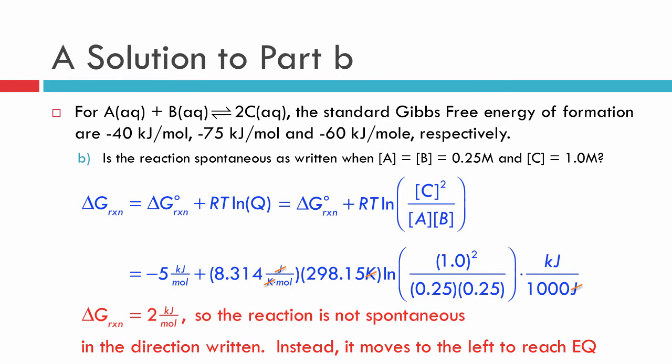And if I calculate it, I get 2 kilojoules per mole. And lo and behold, this one is not spontaneous in the direction written anymore. Instead, it's going to move left to reach equilibrium. It's going to move towards reactants. So the conditions can change which way we move, just as we saw when we studied equilibrium.